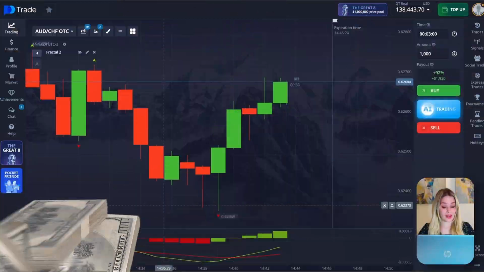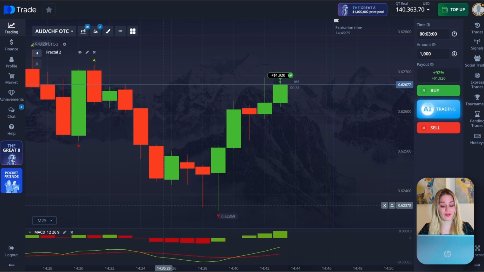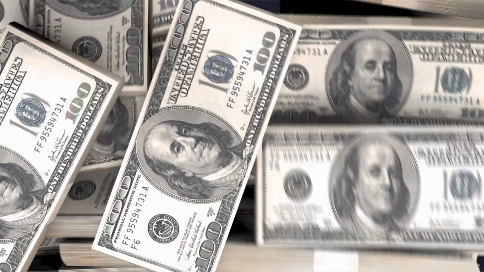The price has gone far from the entry point, and as I expected, our moving averages have crossed. Our balance is plus $920. The last trade was good.